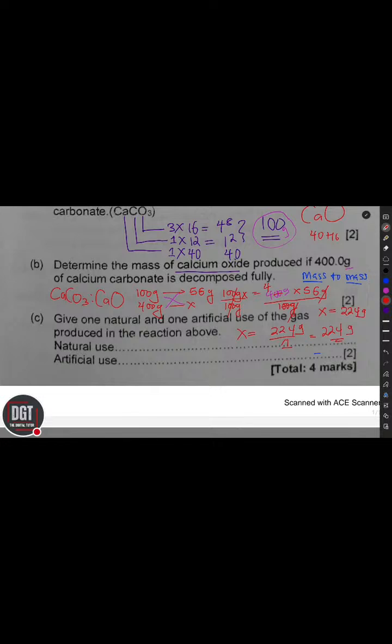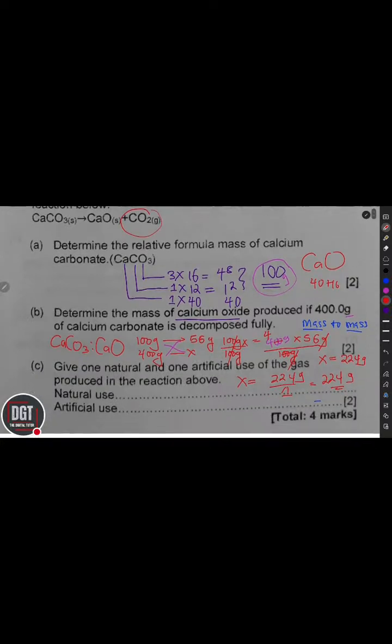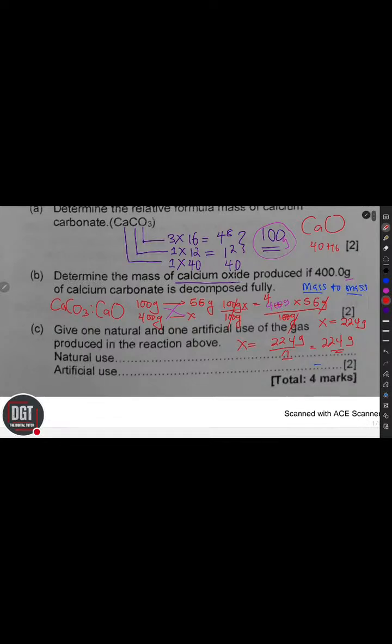So we move to question C. Give one natural and one artificial use of the gas produced in the reaction above. So if I were to go back and look at the reaction, the gas that is produced is simply carbon dioxide. So now, give one natural and one artificial use. It is very important to understand what is natural and what is artificial. Natural, it just occurs on its own in nature, but artificial is something that humans or man can use it for.